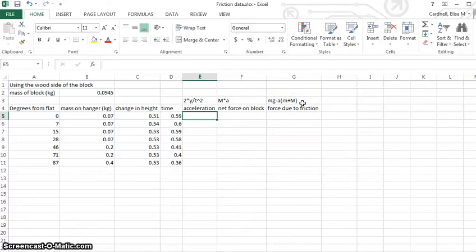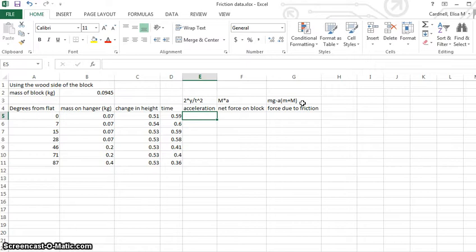Okay, this is my set of friction data. So I've put in my degrees from the horizontal, and once I get past about 30 degrees, I couldn't actually make the block go with only the 70 grams, so I had to add more mass on the hanger. So that's why I have column B here. I also have a change in height and a time for each trial.